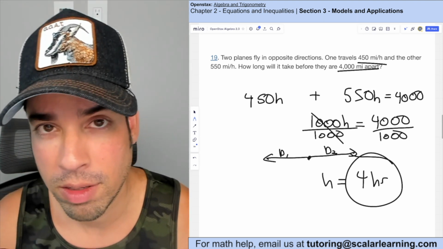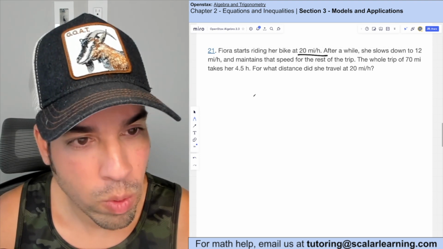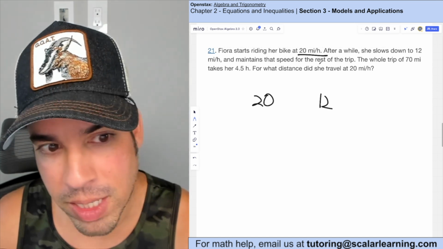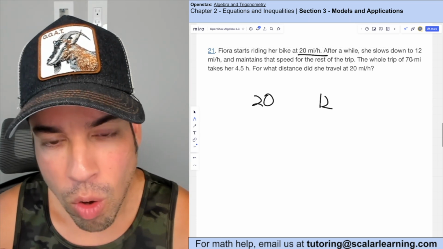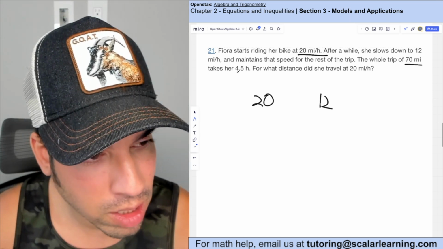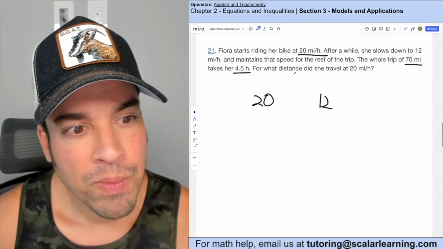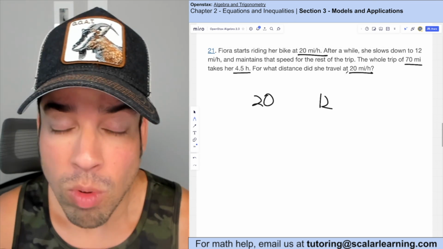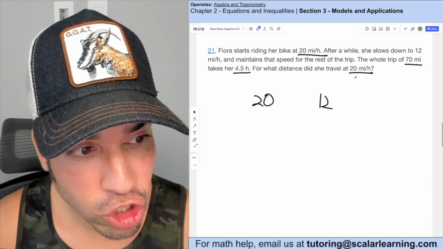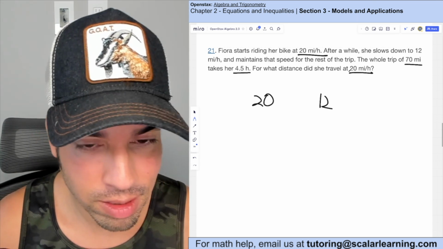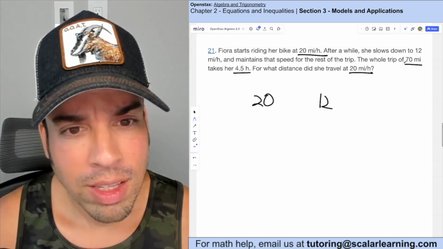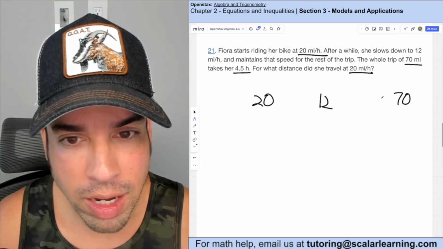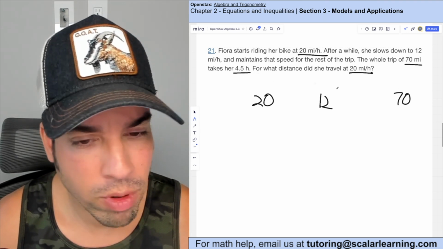Boom, done. Fiona starts riding her bike at 20 miles per hour. After a while, she slows down to 12 miles per hour and maintains that speed the rest of the trip. The whole trip of 70 miles takes her 4.5 hours. What distance does she travel at 20 miles per hour? Okay, what we're going to do here is we're going to create a relationship involving distance, okay? So check this out. The entire distance of the trip is 70 miles, okay? And that takes her 4.5 hours.